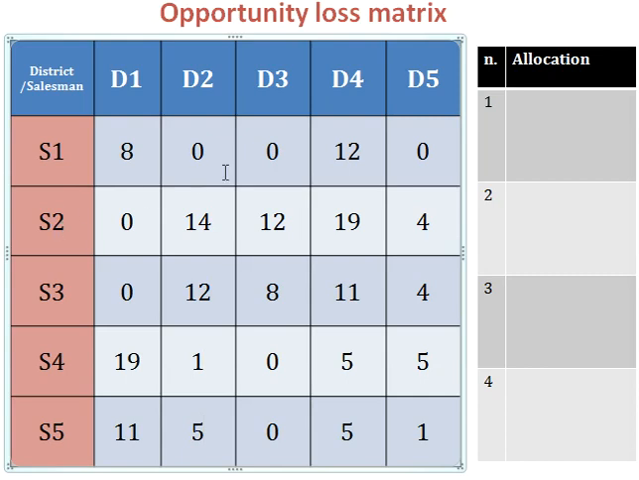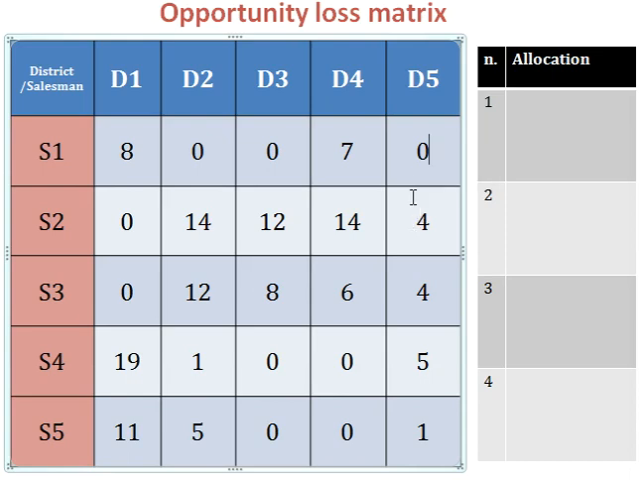Similar for the third column, the minimum value we have is 0, so this will remain unchanged. Fourth column, the minimum value we have is 5, so when we subtract 5, this will become 7, this will become 14, and this will become 6, this 0, and this 0. For the fifth column, the minimum value we have is 0, so it will remain unchanged.